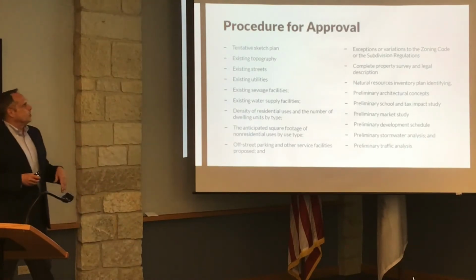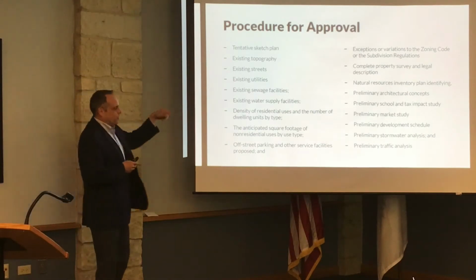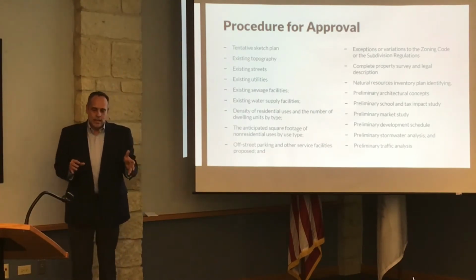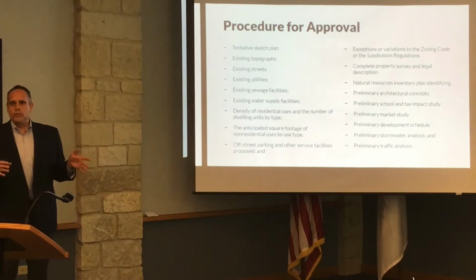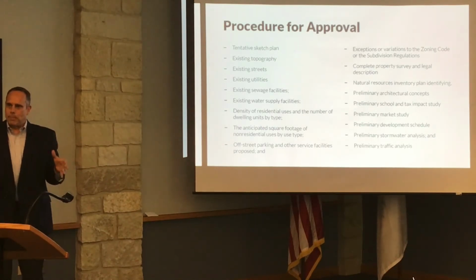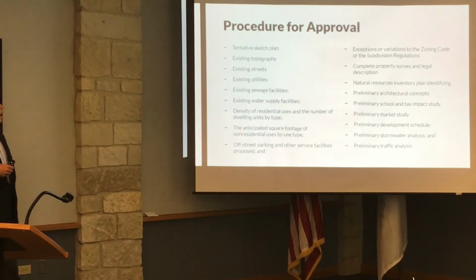The first thing they have to do in the procedure for approval is to get the idea, the concept, tentatively approved. And then once the concept is approved, they go back and do the fine, detailed stuff and bring that final detailed plan back through for approval. So this is a list of all the stuff they need to do for approval. They need to submit all of this information.